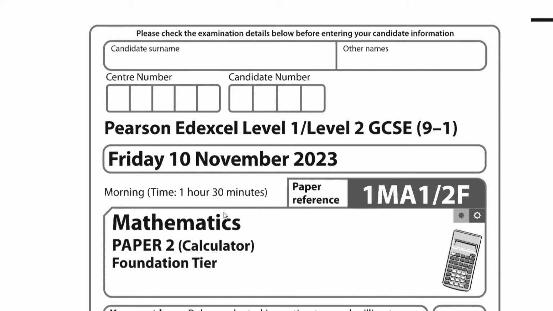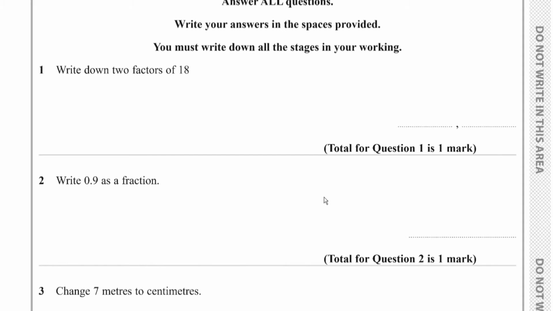This is the Edexcel GCSE 9-1 Maths Paper 2 from the Foundation tier, and this paper is from the November 2023 series. Question number 1. Write down two factors of 18.